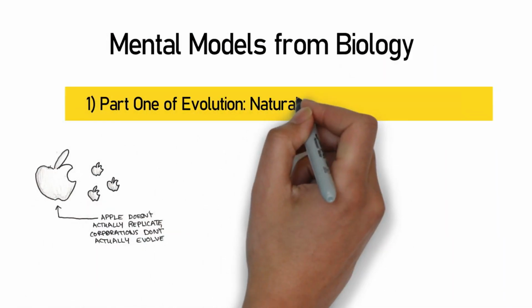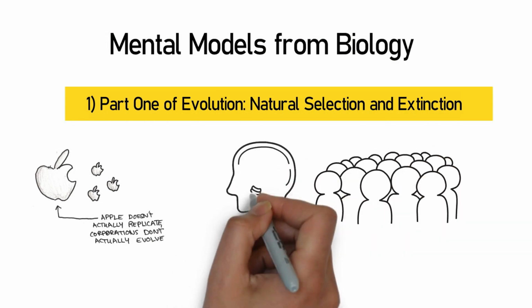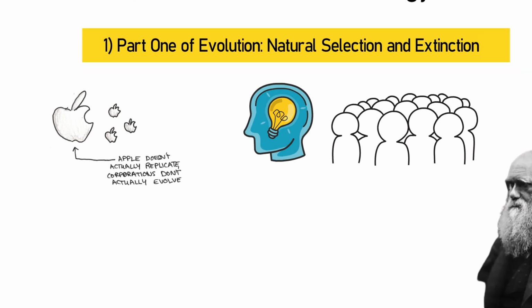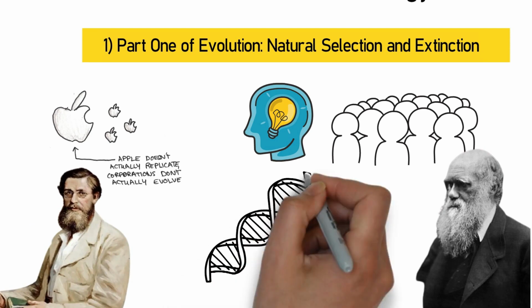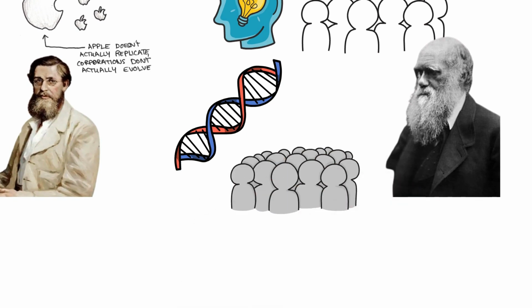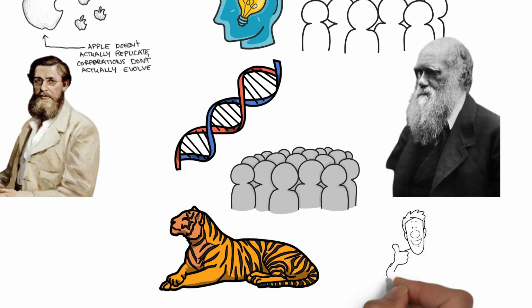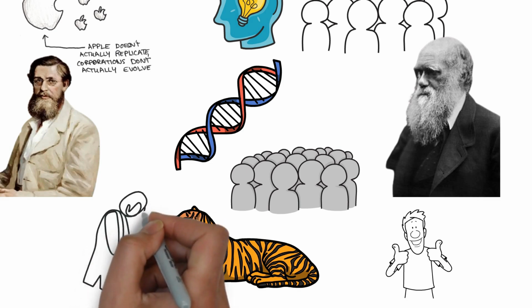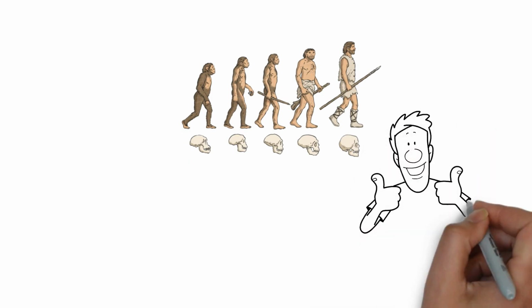Mental models from biology. Number 1. Part of evolution, natural selection and extinction. Natural selection was once dubbed the greatest idea anyone ever had, after Charles Darwin and Alfred Russel Wallace realized that species evolved through random mutation and differential survival rates in the 19th century. If we call human intervention in animal breeding artificial selection, we can call Mother Nature's decision on mutation success or failure natural selection, because the mutations that are best suited for survival tend to be preserved. But as we all know, things change.